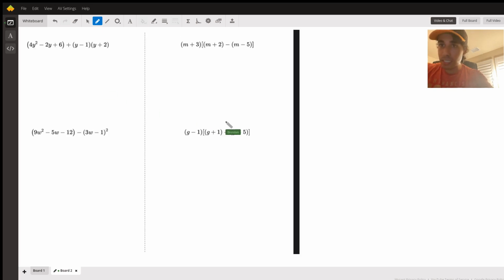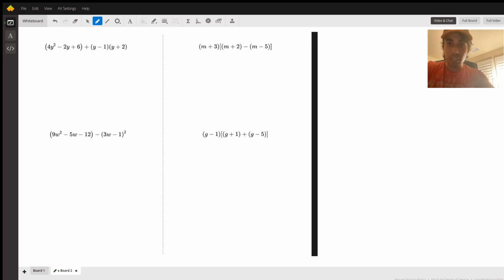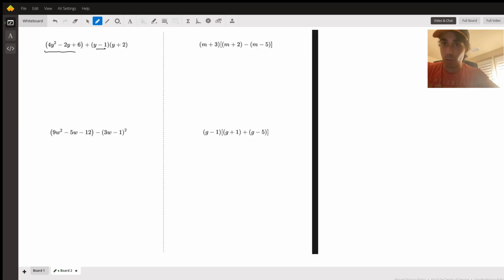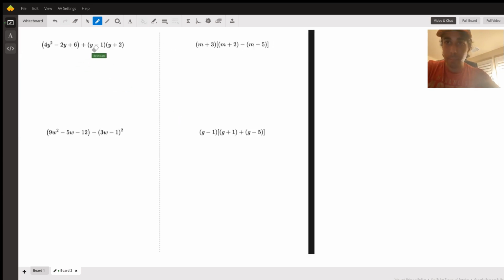All right, let's see. These are pretty similar to what we've been doing. I'm trying to see which ones I should go over. I'll do this one. It's going to be the same type of thing. Notice right here there's nothing being multiplied: we've got some subtraction, we've got some addition, but no actual multiplication going on. However, right here, this y minus 1 is being multiplied by the y plus 2. Those sets of parentheses are touching each other. That's multiplication, box method. So we've got a y minus 1 and a y plus 2.